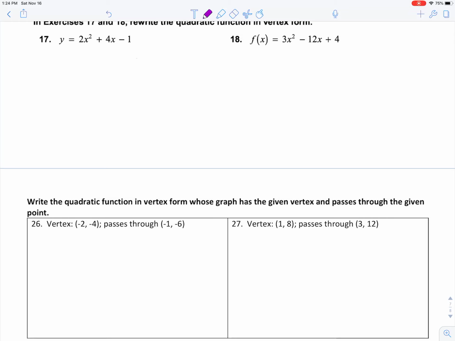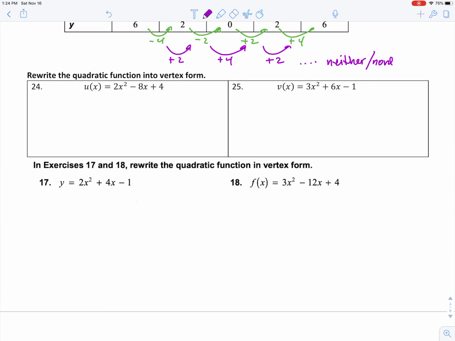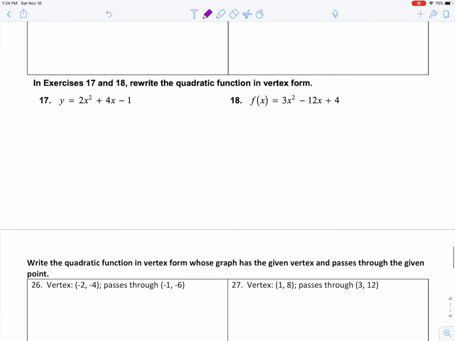Alright guys, this one will probably be the last video, or maybe the second to last video. Rewrite the quadratic function into vertex form.